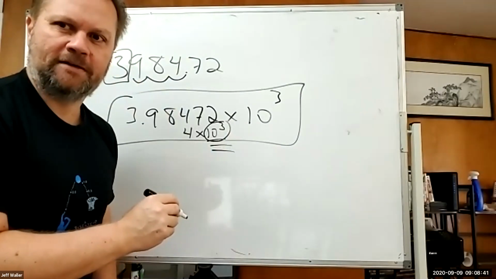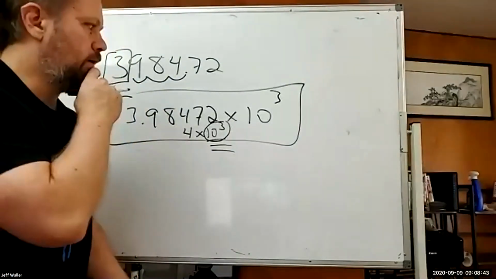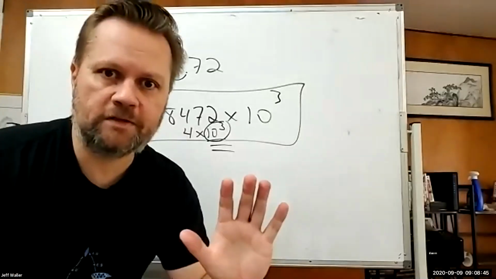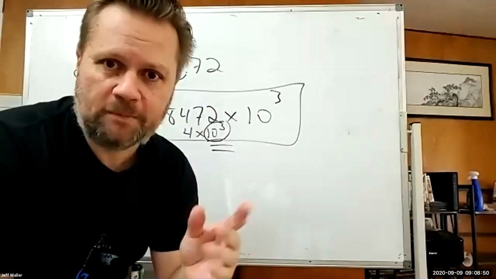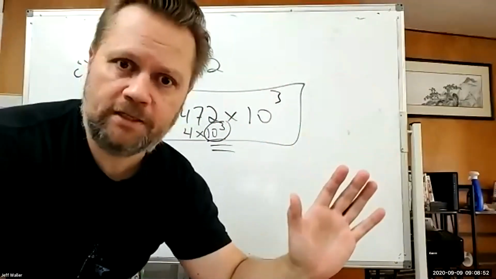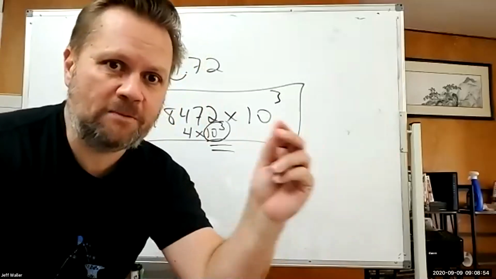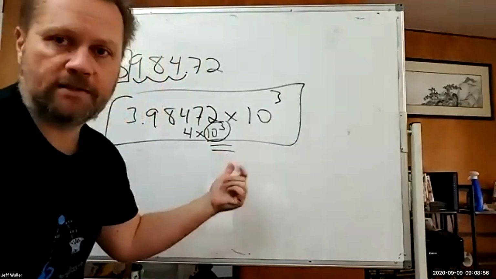Is it always going to be 10? Yeah, because our number system is based on 10. We could make the base anything, but it would be unpleasant. Because dividing and multiplying by 10 is easy, that makes this a beautiful way to go.